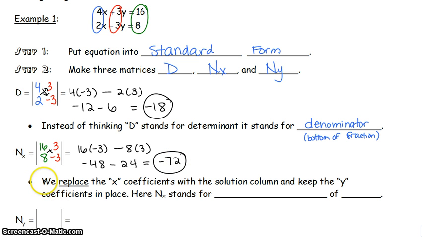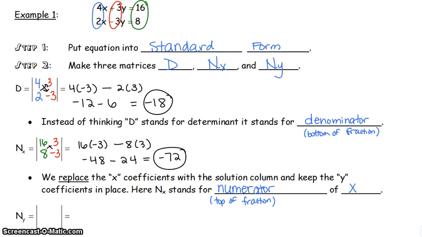So again, n sub x means we replace the x coefficients with the solution column, and we're going to keep the y coefficients in that second column. They're not going to move. We just replace what was there with the x's. And n sub x is going to stand for numerator of x. And we know the numerator is the top of the fraction, just in case we forgot.